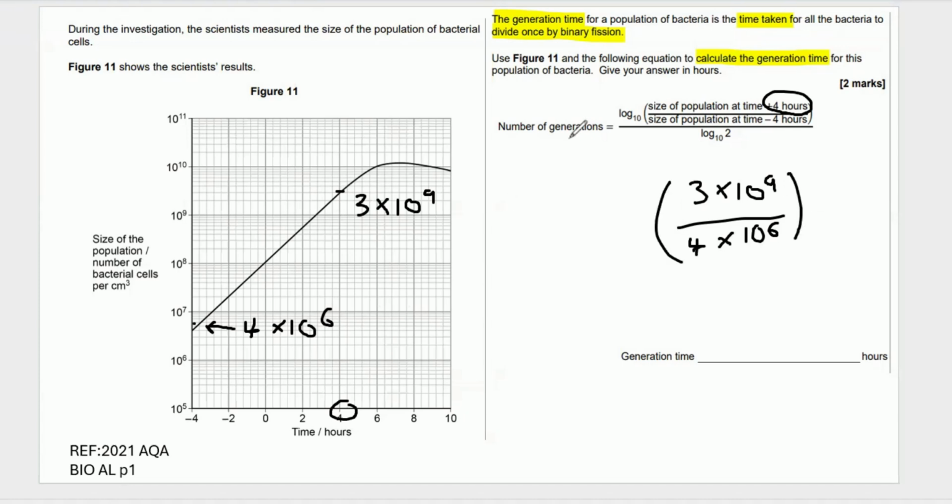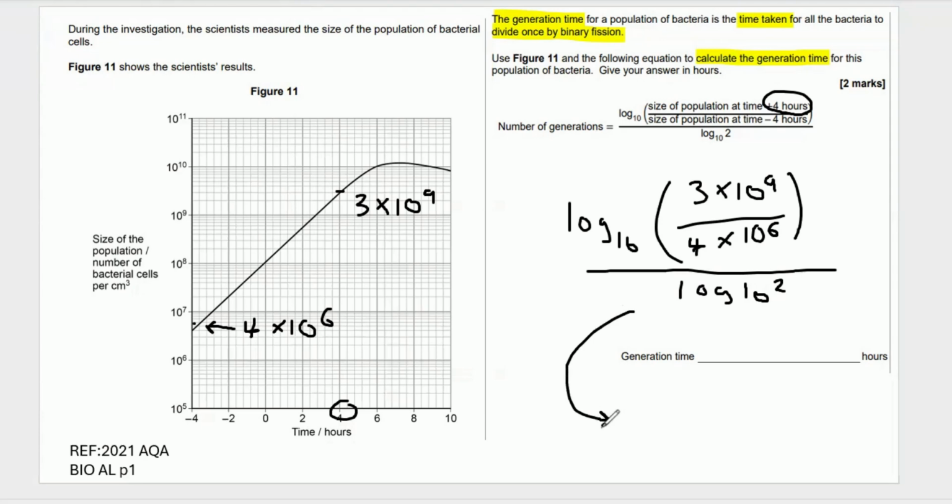So my size of population at plus 4 and minus 4 is 3 times 10 to the 9 and 4 times 10 to the 6. Got to log 10 that. You just need to press the log button on your calculator, then put brackets, put that in, and then divide by log, and then press 2. You don't need to worry about the 10. Your calculator will be set to log 10.